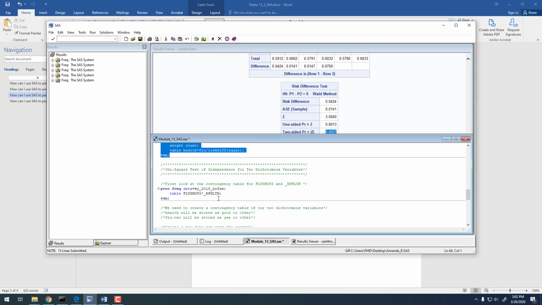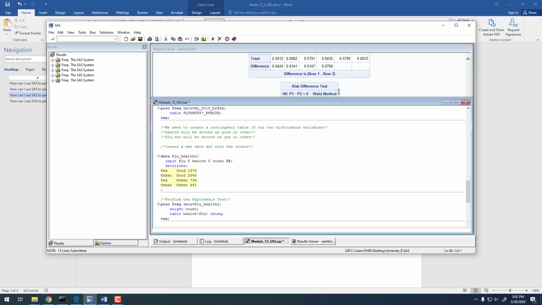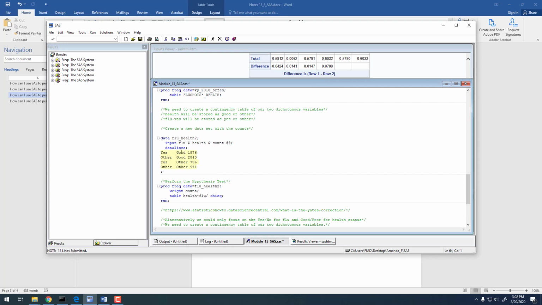Here I have a contingency table just like we saw before. Now I'm going to do something a little bit different this time. I need to summarize my data here, but for health status, I want to make it a dichotomous variable. And so how I'm going to do that is I'm going to store health as either good or other.